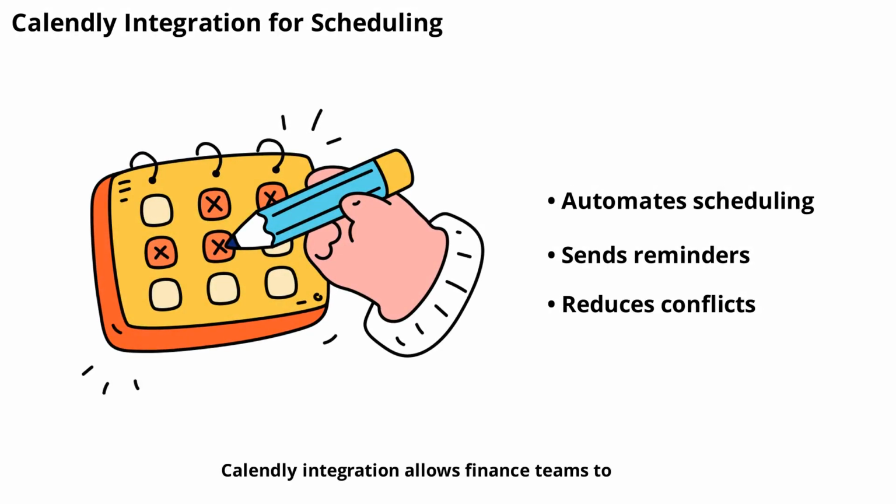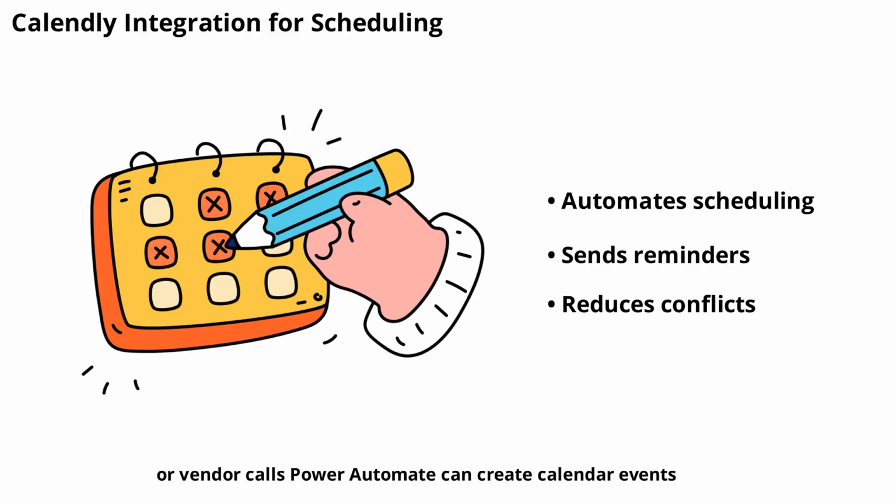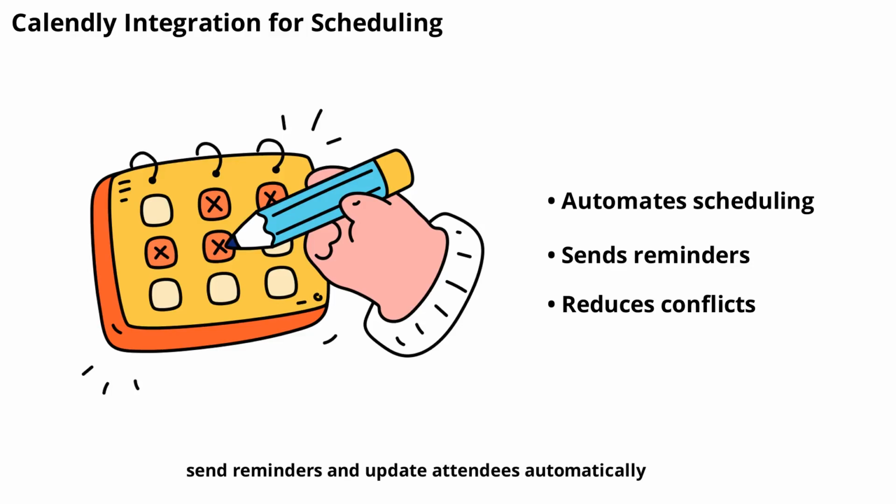Calendly integration allows finance teams to automate meeting scheduling for financial reviews, audits, or vendor calls. Power Automate can create calendar events, send reminders, and update attendees automatically, saving time and reducing scheduling conflicts.